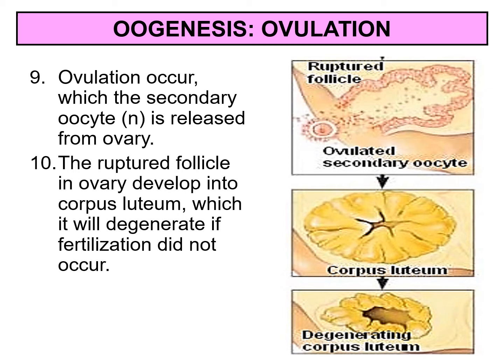And then in the ovulation process, the secondary oocyte is released and it will wait for the sperm to fertilize the secondary oocyte. While in the ovary, the ruptured Graafian follicle will develop into a structure named corpus luteum. And at the end of the cycle, the corpus luteum will degenerate if there is no fertilization.